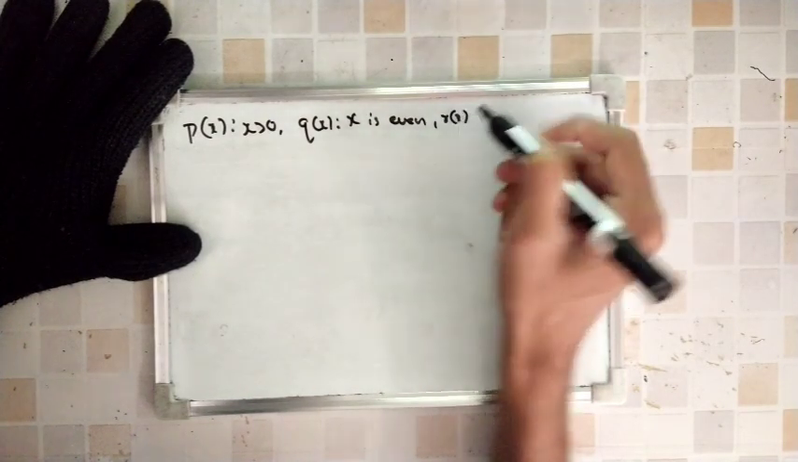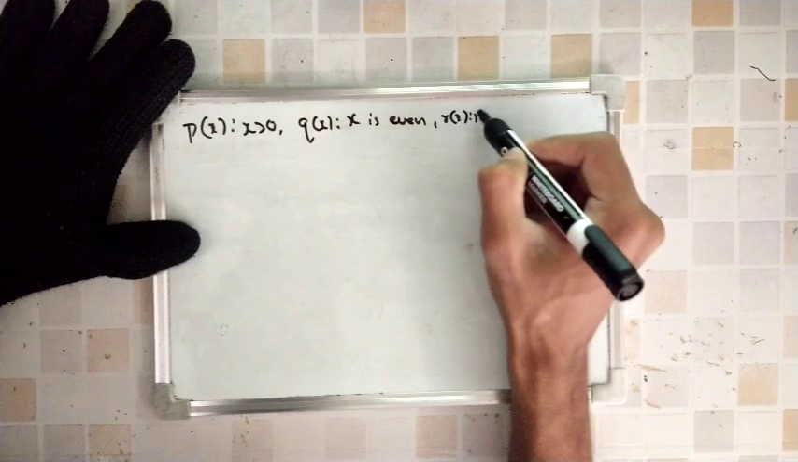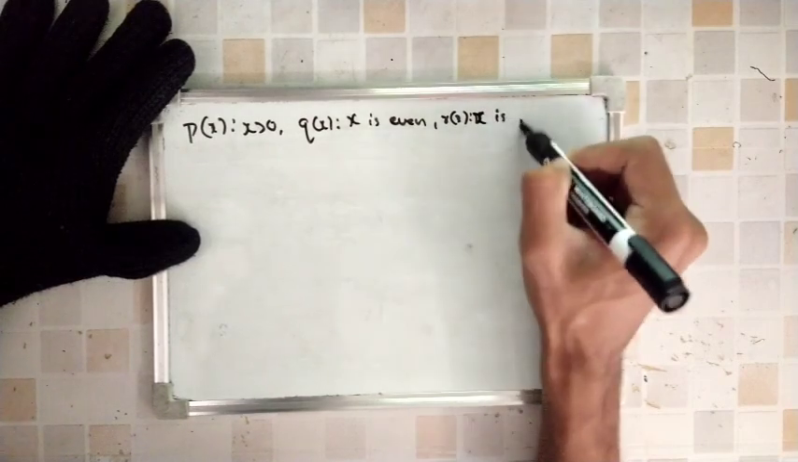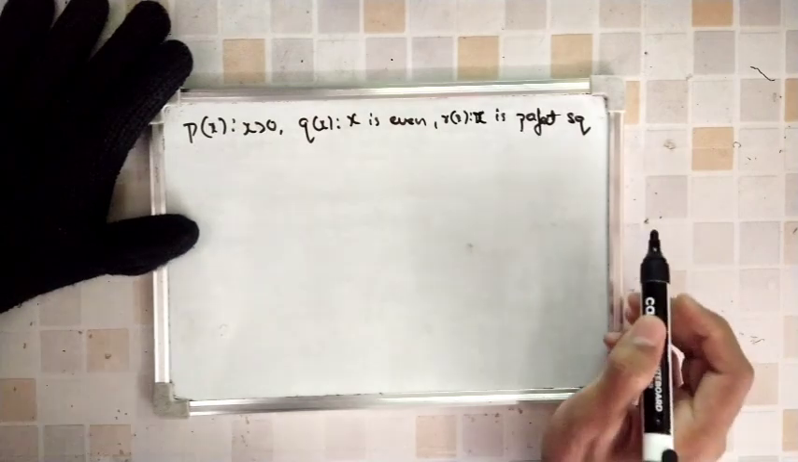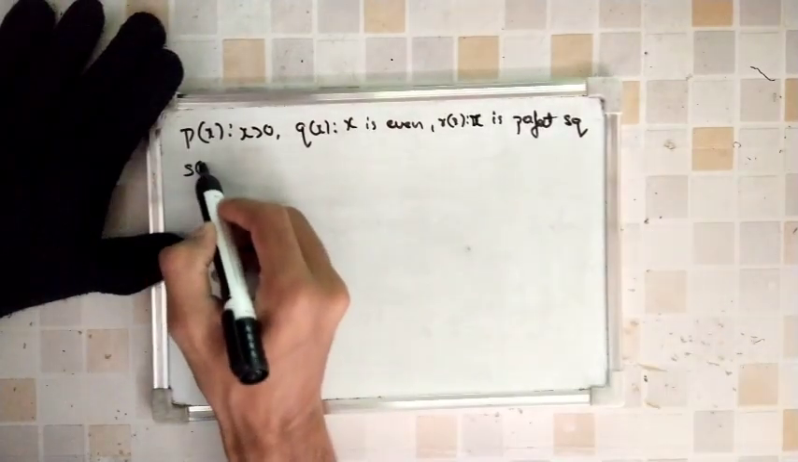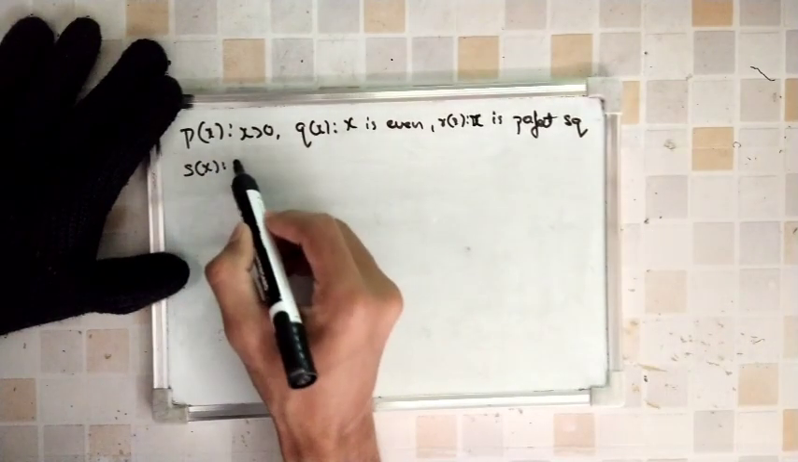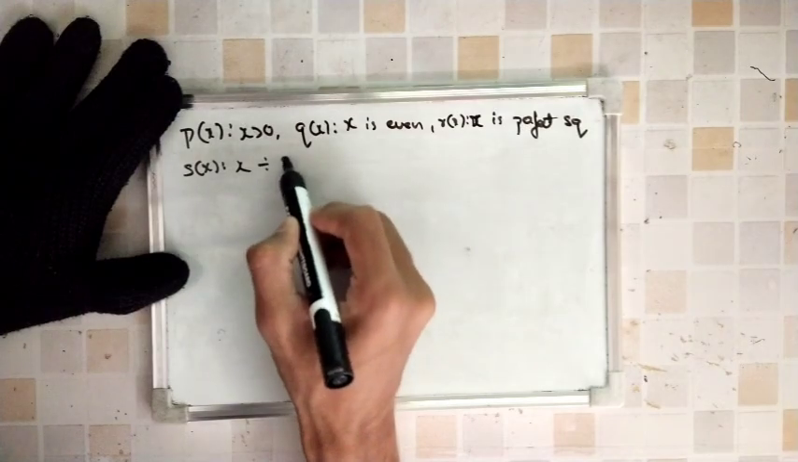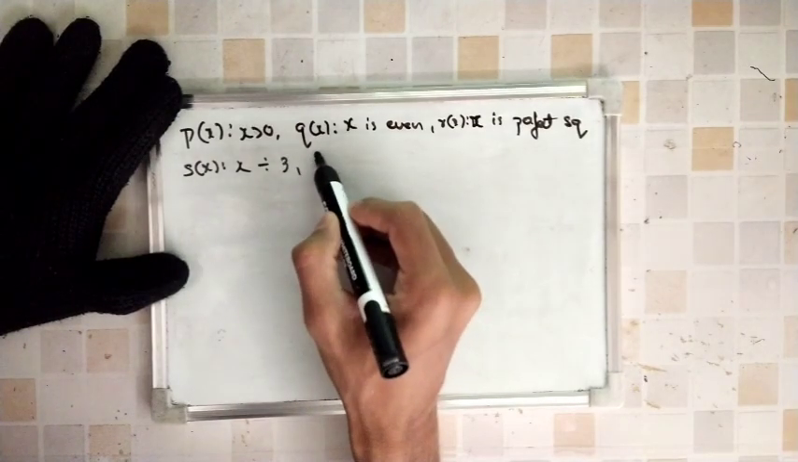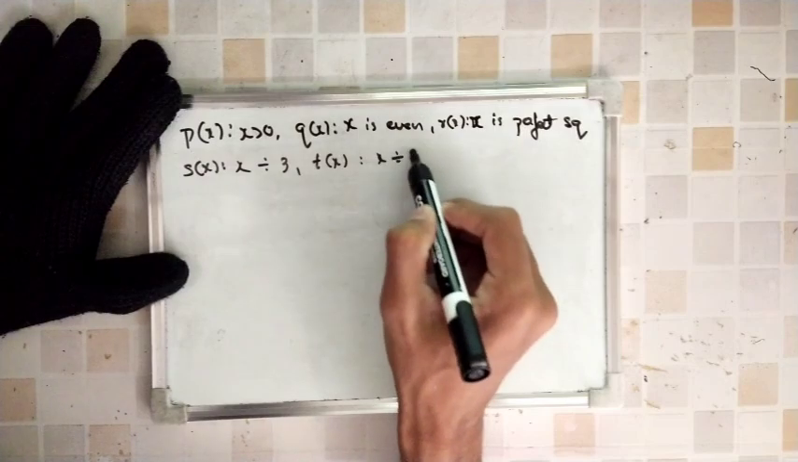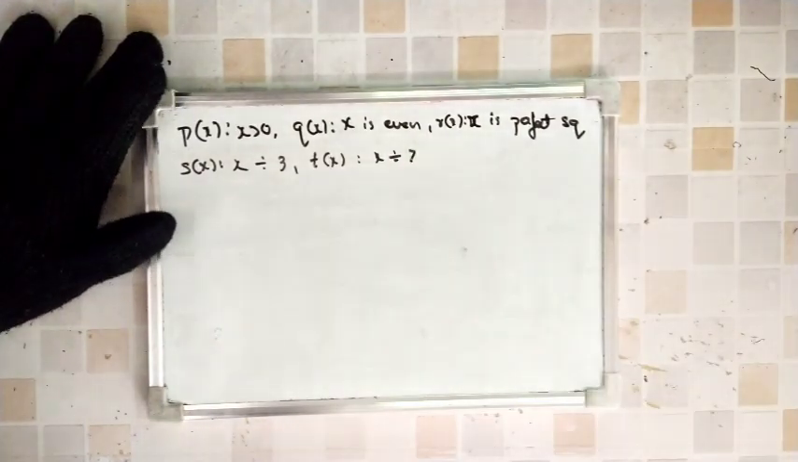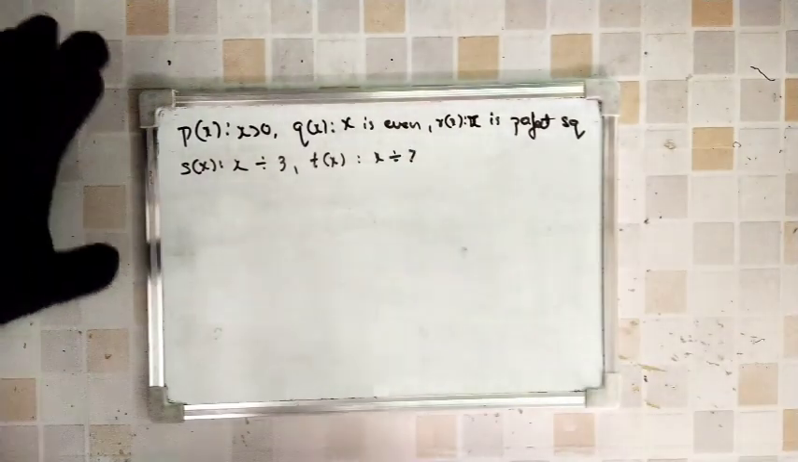R of x is x is a perfect square. S of x is x is divisible by 3. Then after that, T of x is x is divisible by 7. Okay, so now I have to write the following statements in symbolic form.